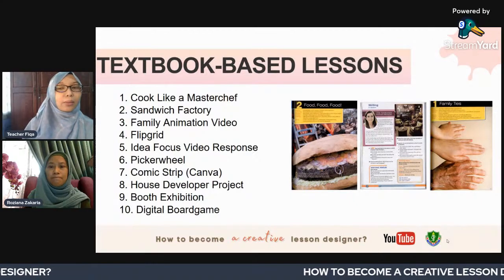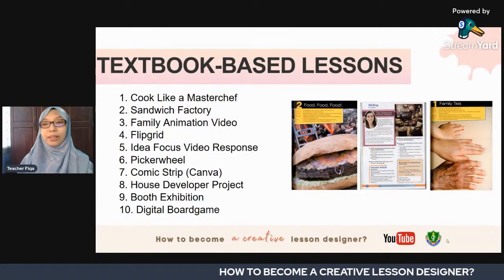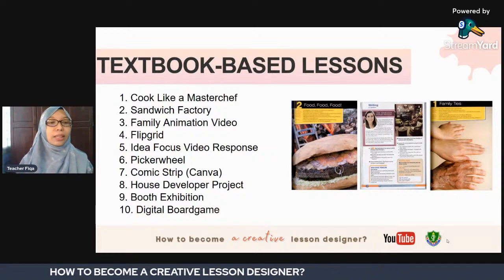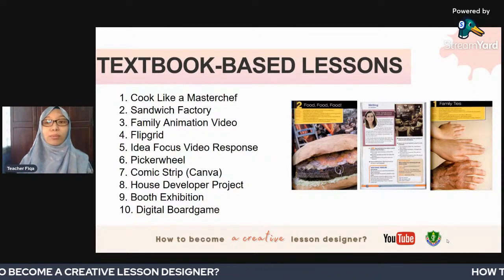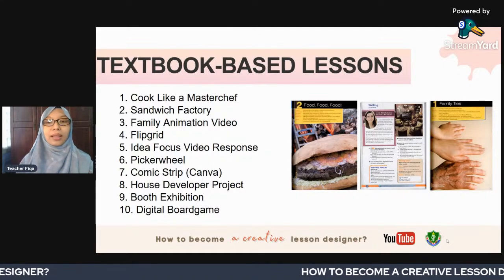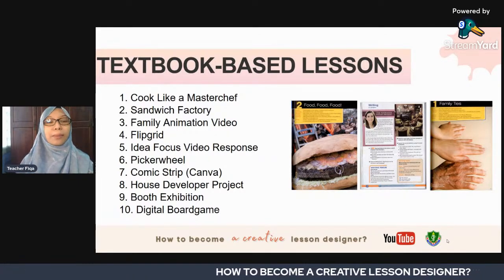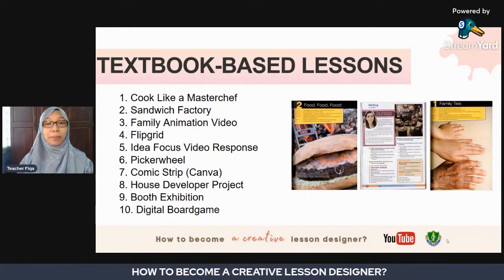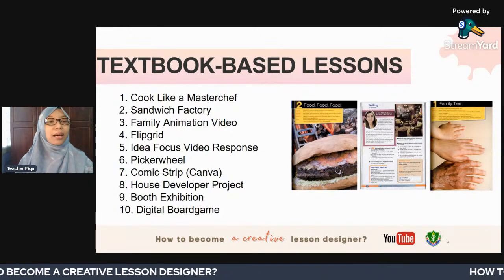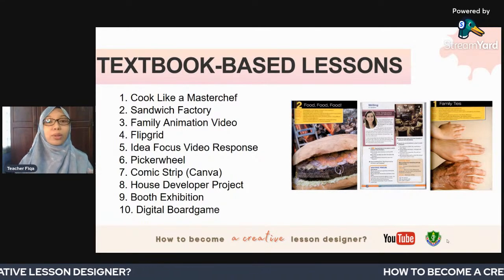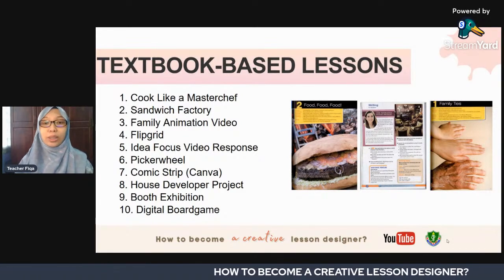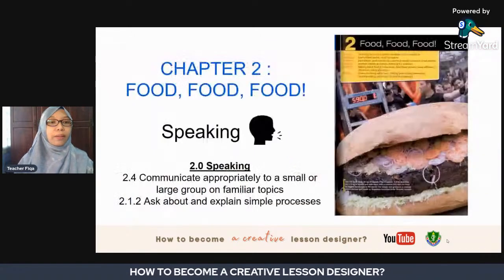So next, I would like to share about how I create a creative lesson based on the chapters in the textbook. Since I teach Form 1 and Form 3 classes, I refer to the Pulse 2 and Close Up textbooks. And I have carried out some project-based learning with my students during PdPR this year and also last year. So I would like to share 10 ideas on how you can design textbook-based lessons in your classroom.